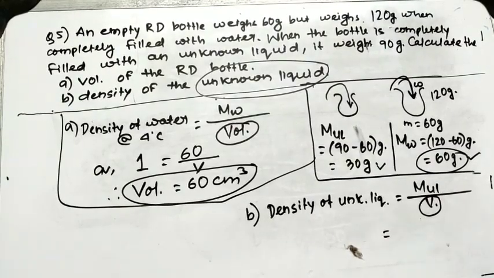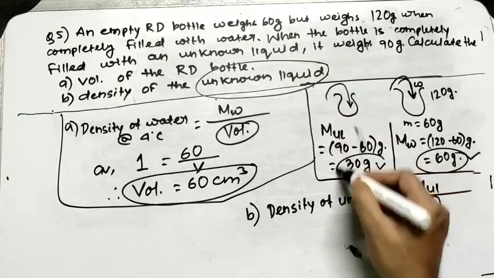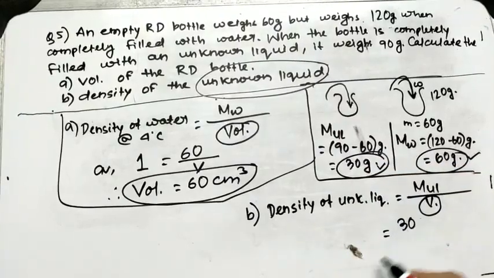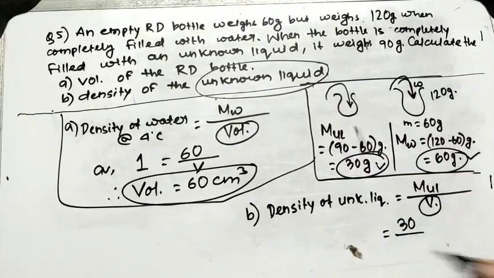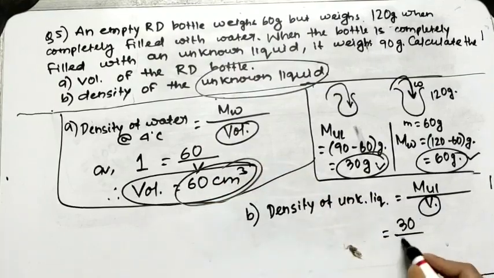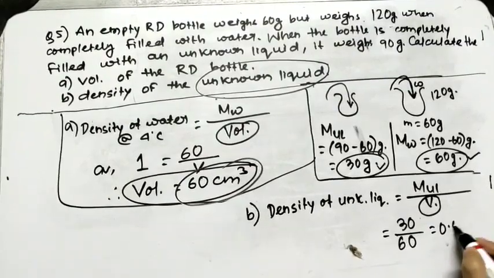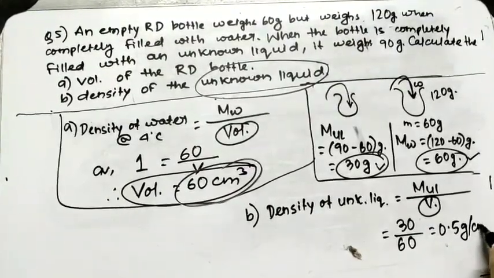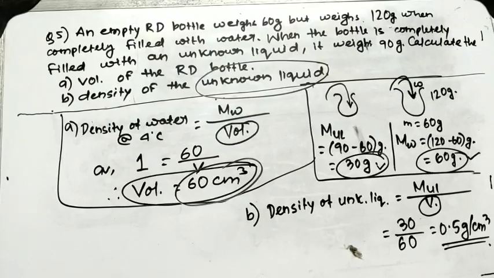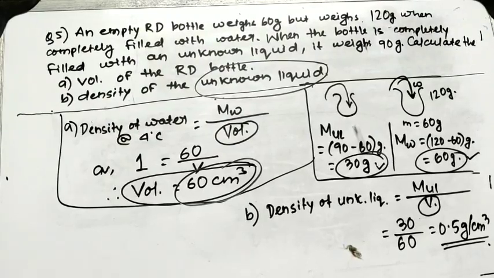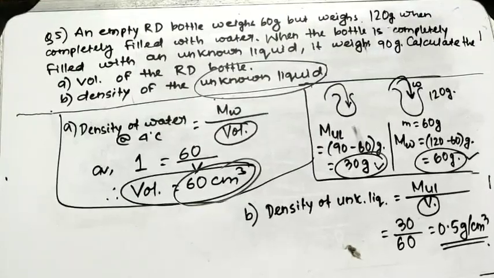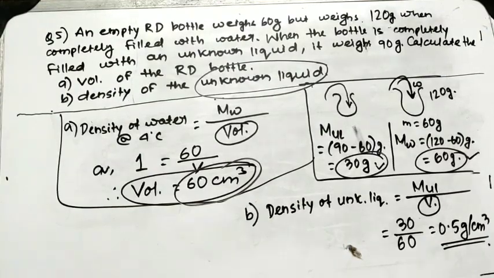So density of unknown liquid you need to find out. So mass of unknown liquid is how much? 30 gram. So let's write 30, and volume, which is 60 centimeter cube, 60. So when you calculate, you get 0.5 gram per centimeter cube. Now this is the answer of your part B, and the density of the unknown liquid becomes 0.5 gram per centimeter cube. So this is our complete sum. This is the end of this numerical problem. I hope you have understood.